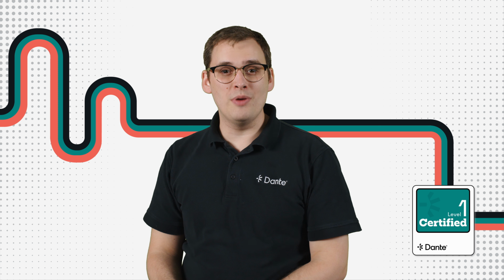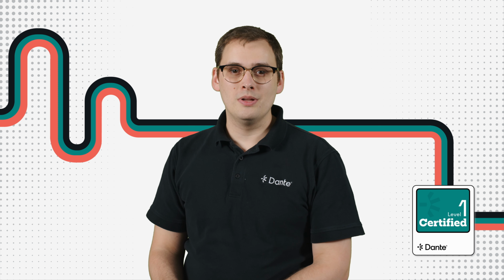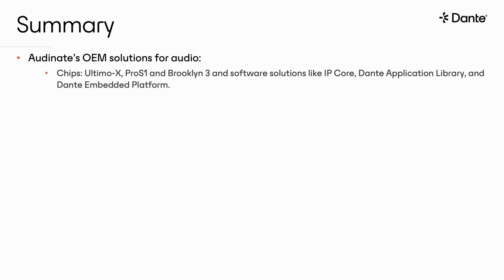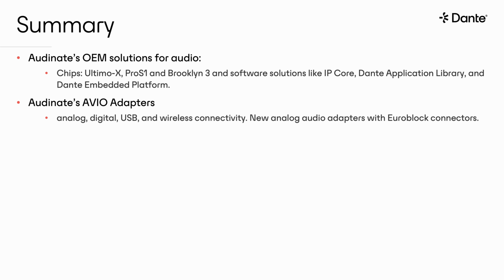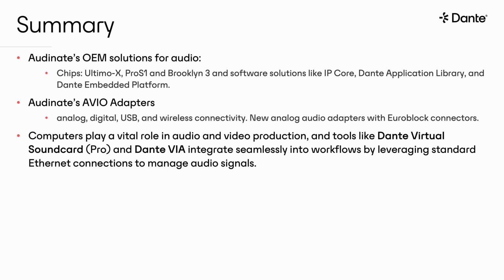Okay, this was a lot of information. Let's summarize this chapter. Audinate's OEM manufacturer products provide digital audio and video networking solutions, including chipsets like the Broadway S1 and Brooklyn 3, and software solutions like IP Core and Dante Embedded Platform. Audinate's AVIO adapters enable seamless integration of non-Dante devices into audio over IP systems, supporting analog, digital, USB, and wireless connectivity. Computers play a vital role in audio and video production, and tools like Dante Virtual Soundcard and Dante Via integrate seamlessly into those workflows.